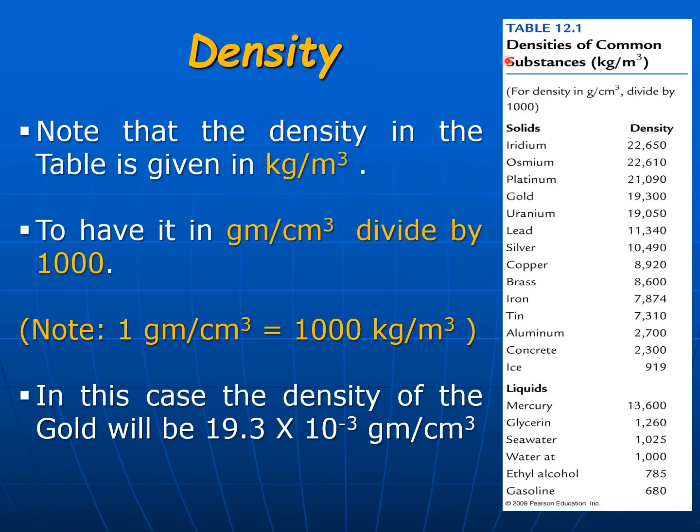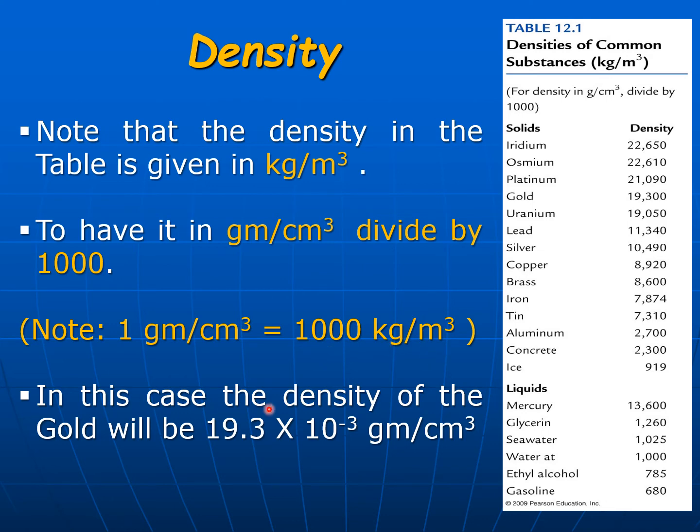This is a table showing density of common substances for solids and liquids. The density is being expressed in kilogram per meter cubed. It could also be expressed in gram per centimeter cubed if you divide it by 1,000. Why is that? We notice that 1 gram per centimeter cubed is equal to 1,000 kilogram per meter cubed.